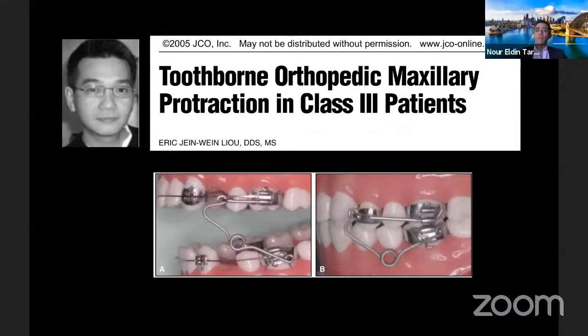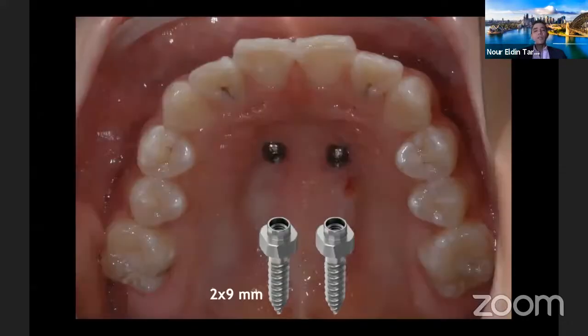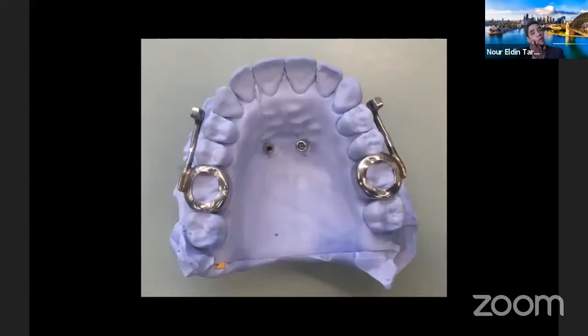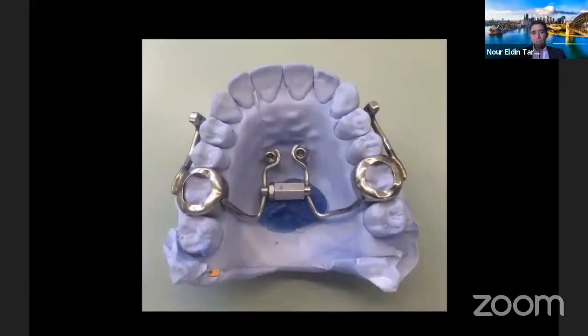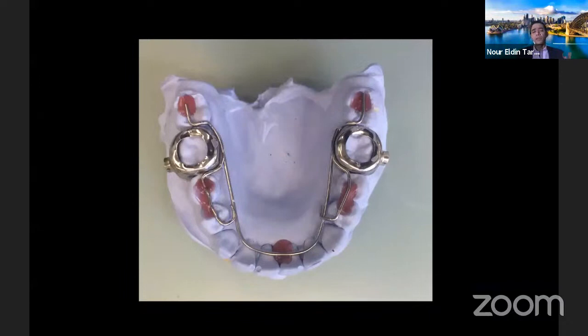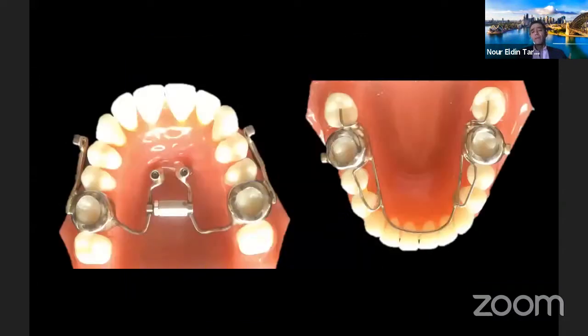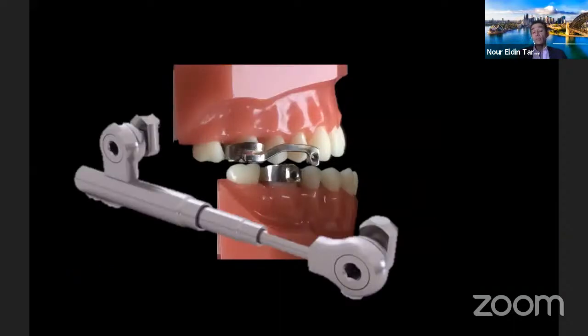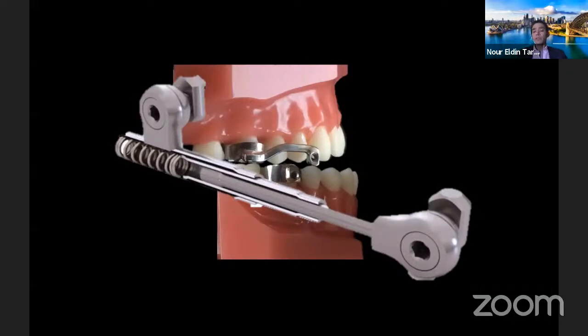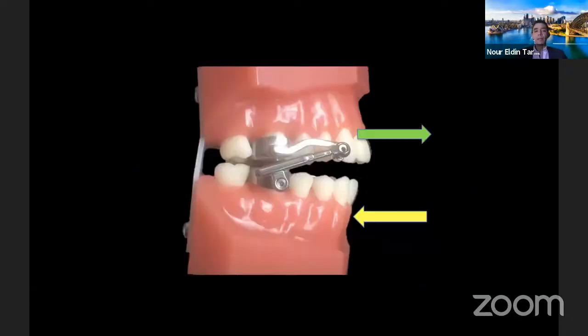And now this was inspired by this paper by Eric Liu in 2005, which was a tooth-borne orthopedic maxillary protraction appliance with intraoral springs. So we came up with this class 3 corrector design based on 2 palatal implants. And then we designed a cantilever bite jumper, very similar to the Herbst appliance in reverse. So this is the lower component. The upper component has the cantilever arms, the lower component has a lingual arch. And then they are both connected together with a bite jumper with an internal spring, which is basically a modification of the PowerScope, which is made by American Orthodontics. And so the idea is we are pushing the maxilla forward, distalizing in the lower, and that is anchored to palatal implants to eliminate the dental side effects on the maxilla.